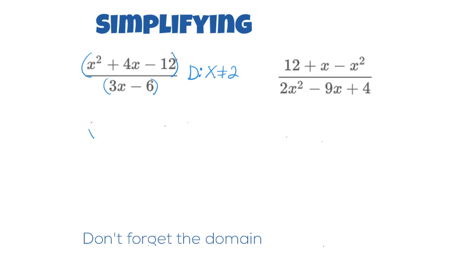Now, I'm going to move pretty fast on our factoring today because we have spent quite a bit of time on it. I'm hoping you can factor by now. Factors of 12 that have a difference of 4. That's going to be my 6 and 2, positive 6, negative 2. In the denominator, I'm going to do a GCF. Factor out the 3. You're left with x minus 2.